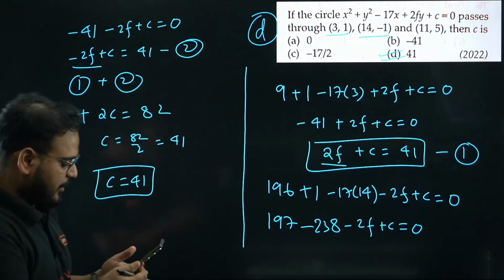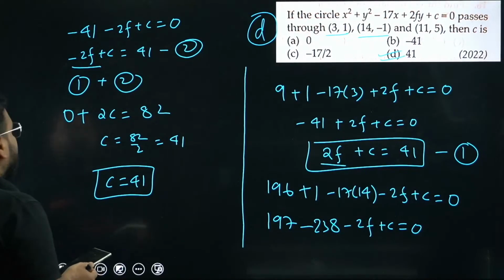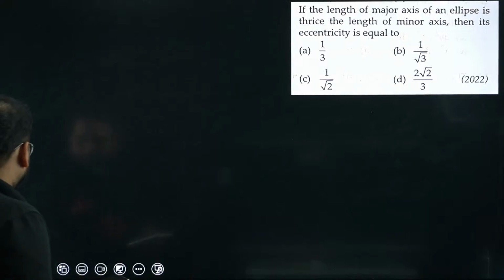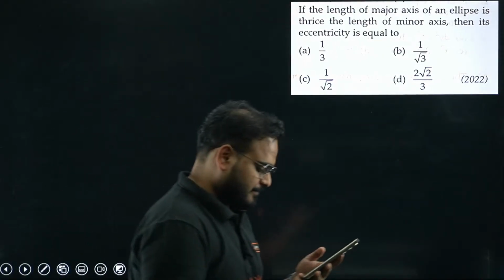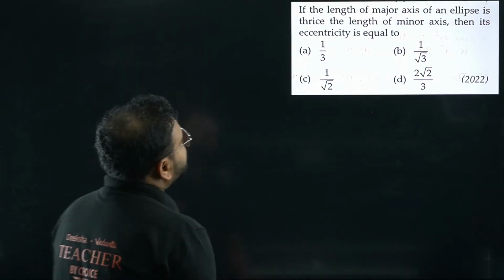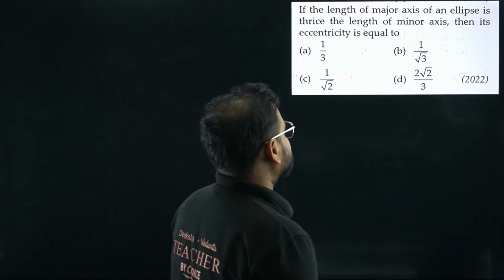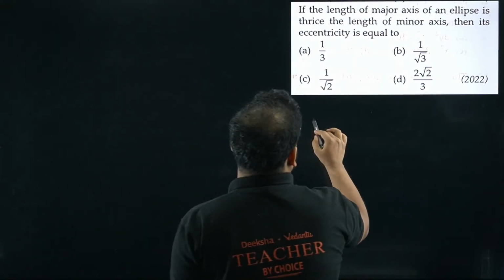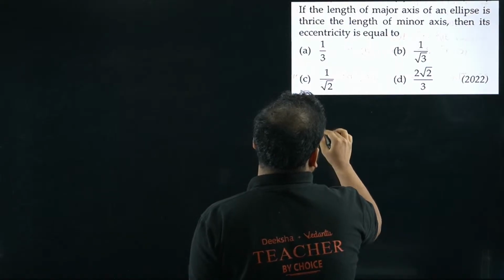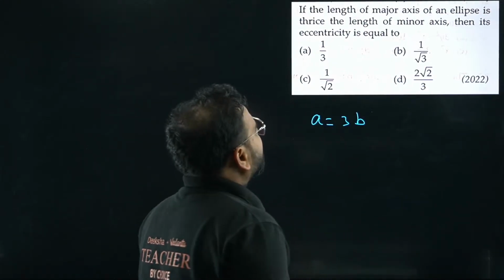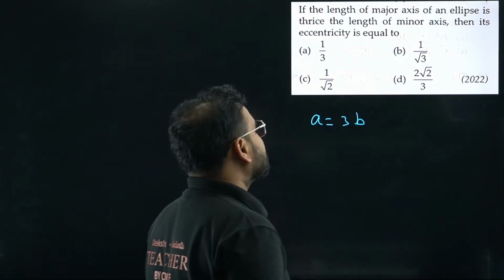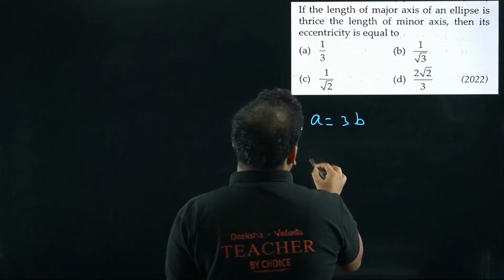Okay, let's continue now. I hope this is okay. Clearly visible, right? Yeah, great. If the length of the major axis of an ellipse is thrice, that's what it means, right? Then its eccentricity is how much? Ellipse, right?